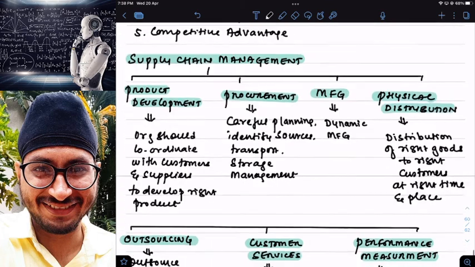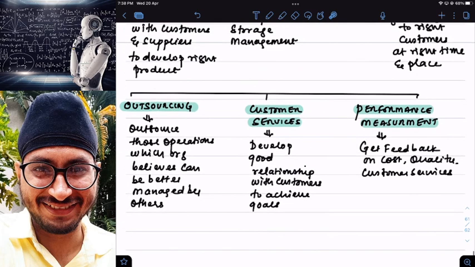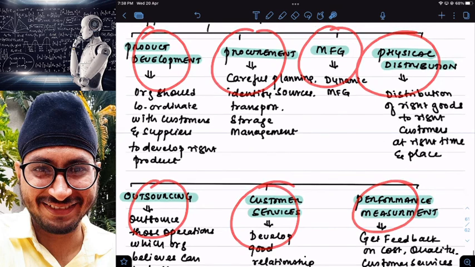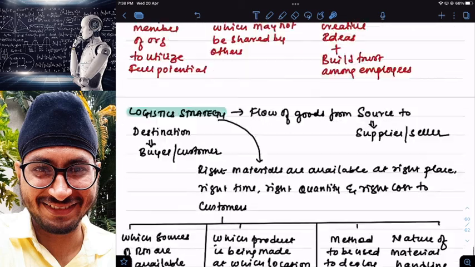So how many steps are there in supply chain management, which is a part of logistics strategy? Product development, procurement, manufacturing, physical distribution, outsourcing, customer services, and performance measurement. In total, 7 components are there. Does anyone have any doubts here? Again, these are all small concepts only. So what are the strategies we have completed?